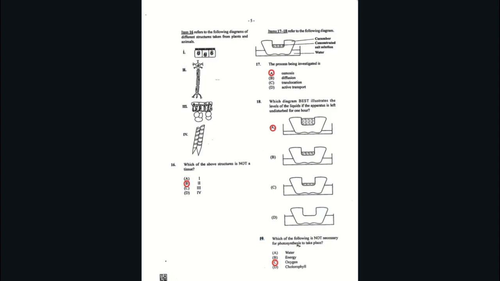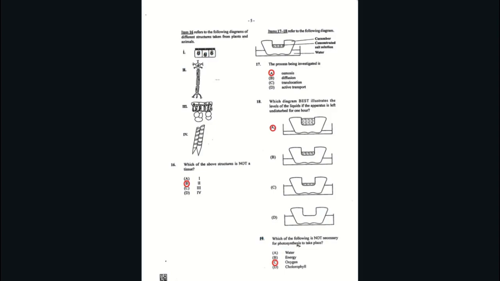So when you see a question like this, don't be fooled by the diagram, because this does not look like a cucumber. It does not. But let's move on. Number 18. Which diagram best illustrates the levels of the liquids if the apparatus is left undisturbed for 1 hour? So we're going to choose A for number 18. And then number 19 says, which of the following is not necessary for photosynthesis to take place?